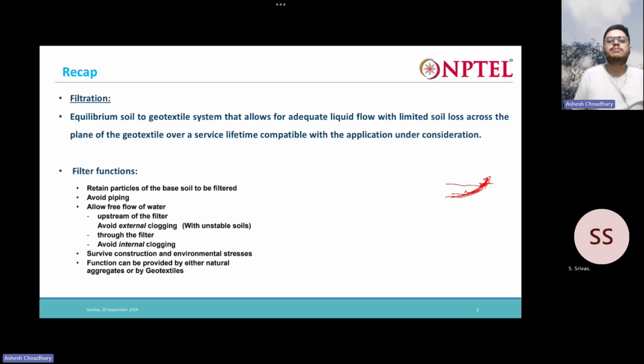Now this filter can be made up of either geosynthetic or natural aggregates. How can you use natural aggregates? By properly grading the aggregates, you can make a filter with the help of aggregates. That is one. And the next, you can just use a geotextile.